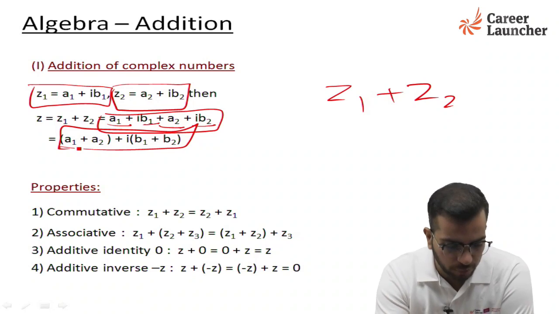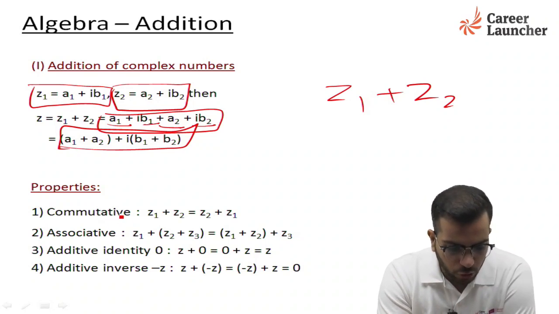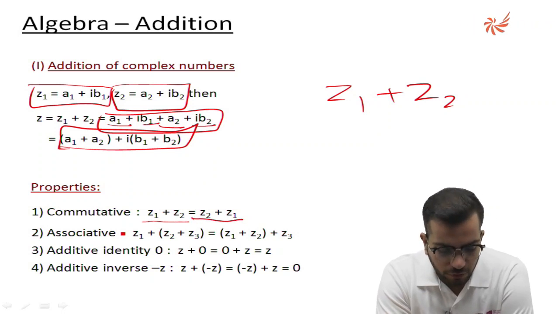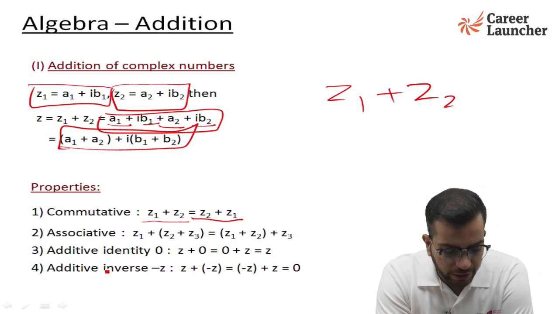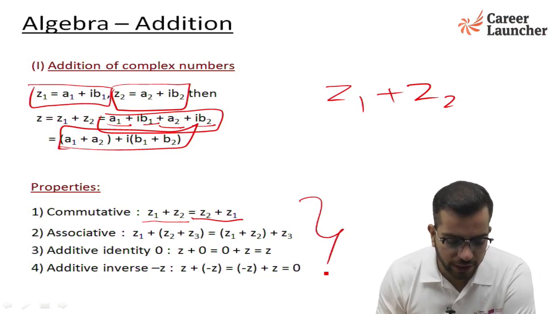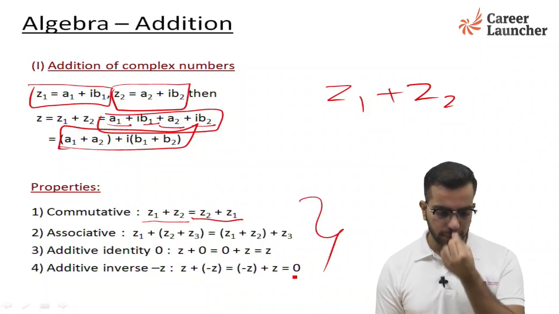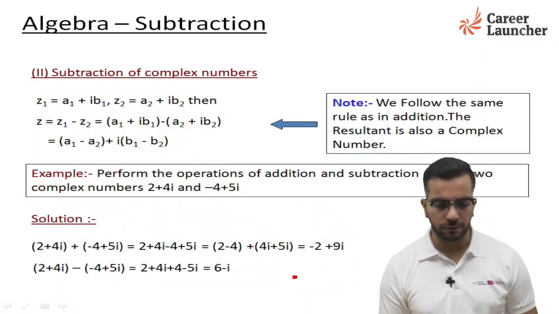So let me tell you the properties of this. Commutative law follows for complex numbers also, that is z1 plus z2 is equal to z2 plus z1. Associative law, additive identity and additive inverse, all these laws that we study for real numbers are applicable for complex numbers also.